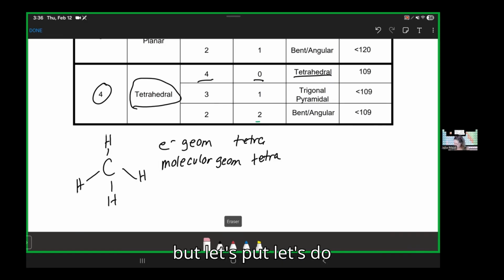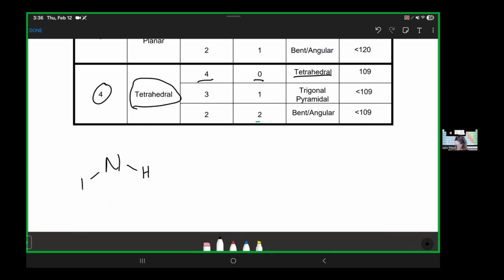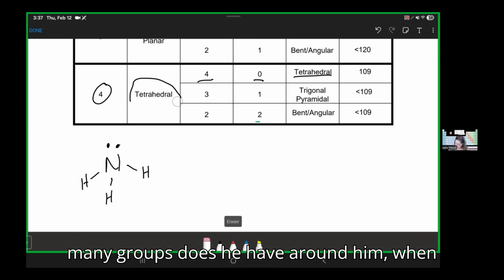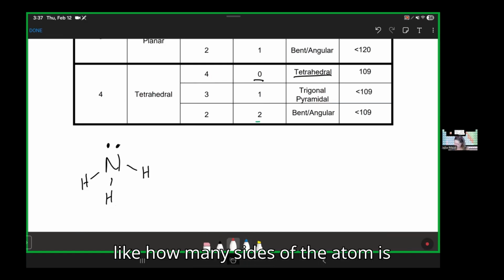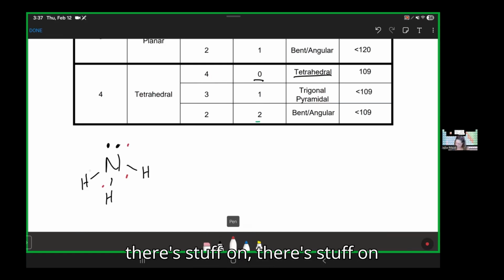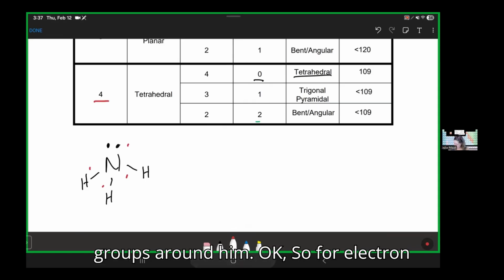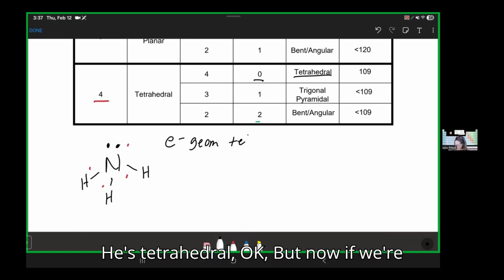Okay, but let's do ammonia here. So ammonia is this guy. How many groups does he have around him? When I'm looking at groups, I'm looking at how many sides of the atom there is stuff on. There's stuff on 1, 2, 3, 4 sides, so he's got 4 groups around him. So for electron geometry, looking at just electrons, he's tetrahedral.